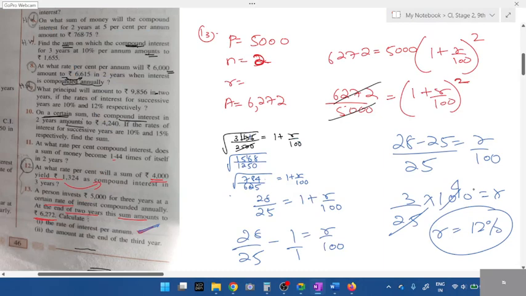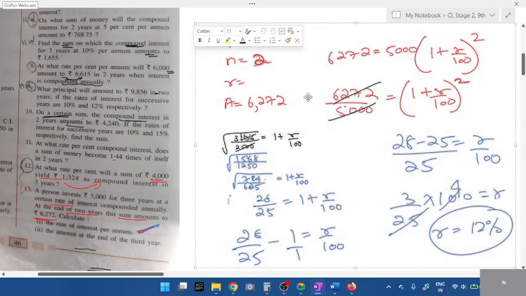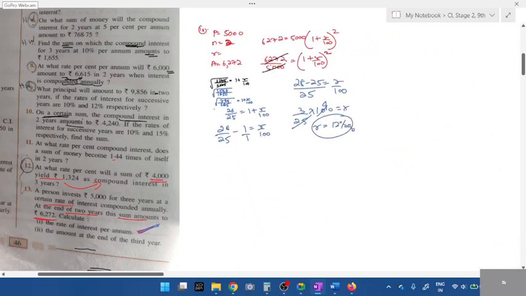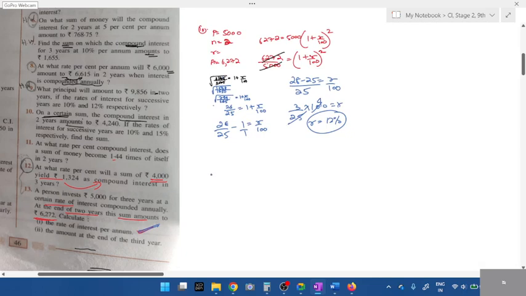R is equal to 12%. Okay, this R is for how many years? I mean, rate is for all the years, right? First, second, and third. Next, what was the amount for second year? What's the amount we got? So principal was 5,000. For second year, what was the amount? 6 2.